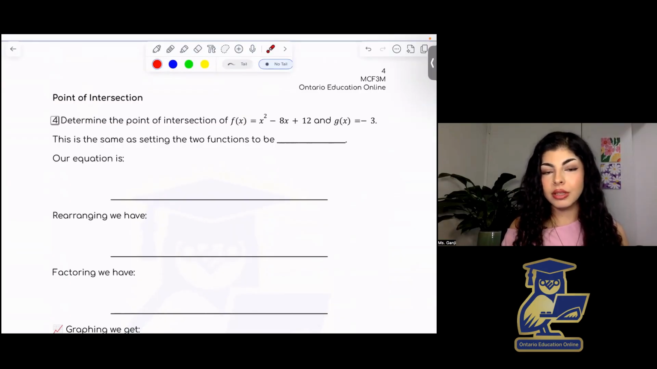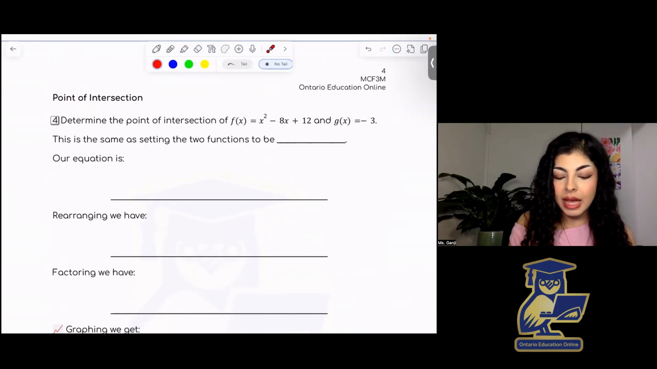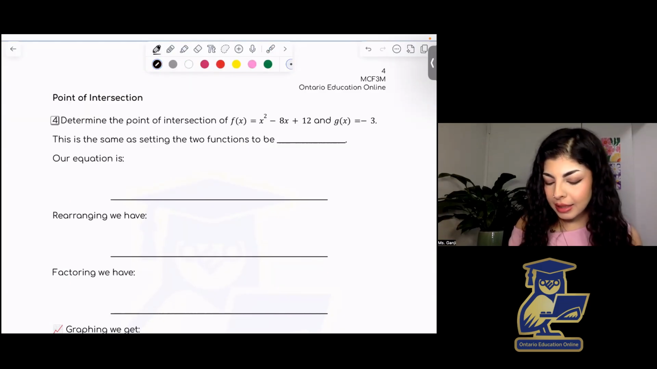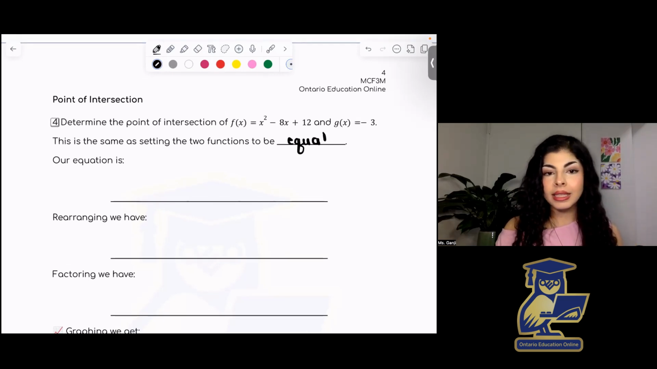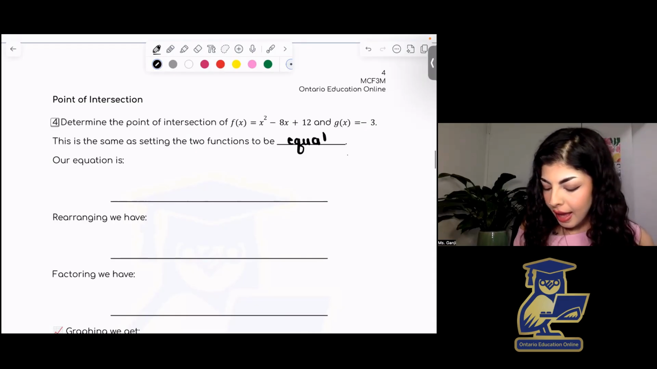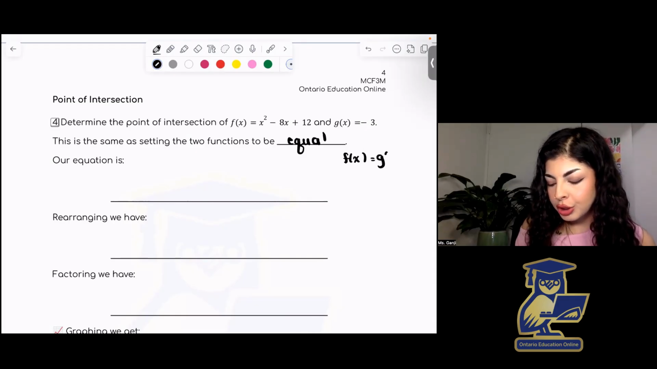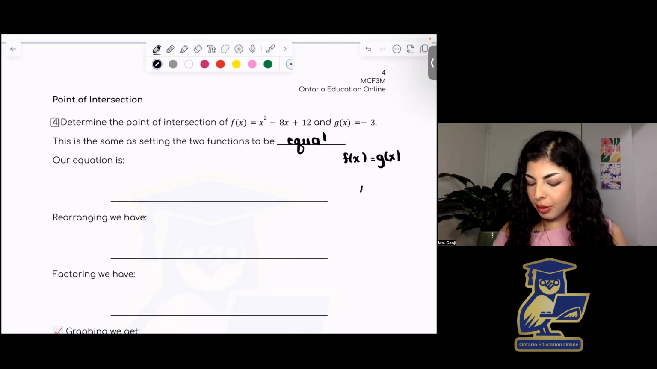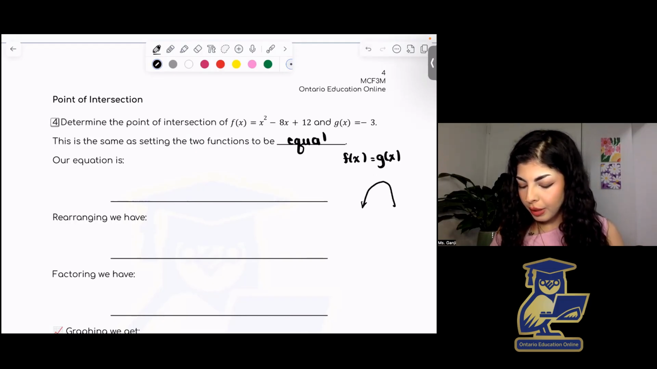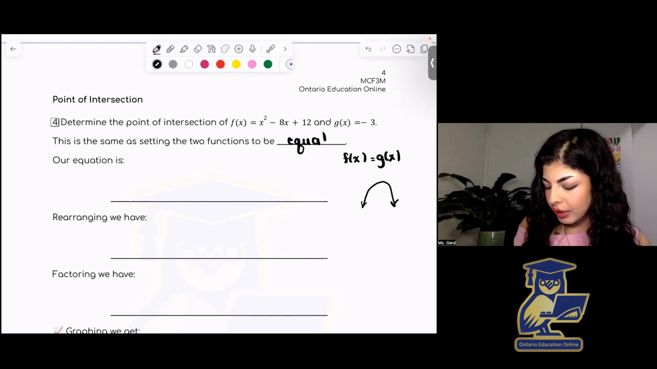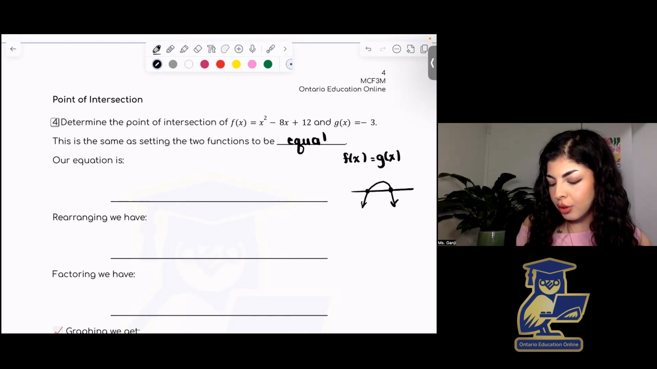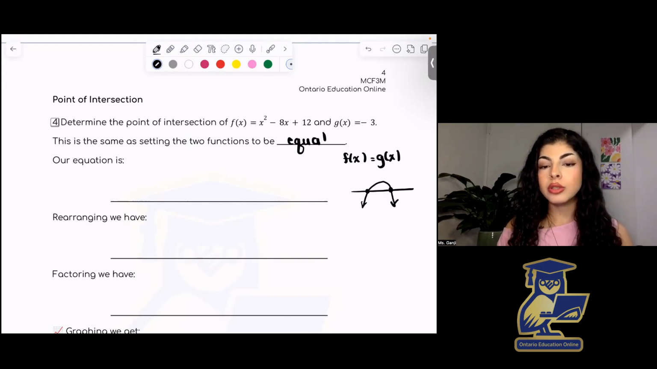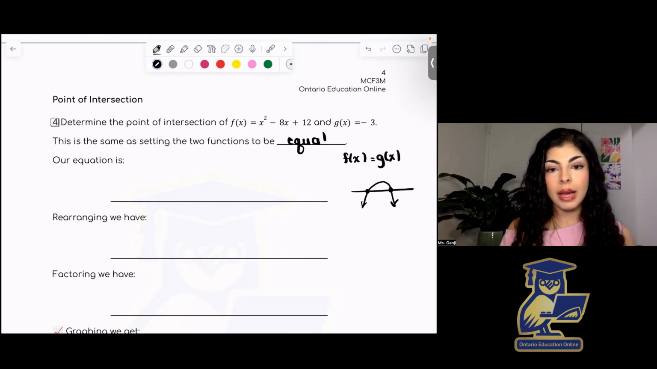If we remember point of intersection from previous years, we know that that is the same thing as setting the two functions to be equal. So we want to find an x value such that f of x is equal to g of x. So at that x point, both of their outputs are the same. For example, if you have a parabola going like this and a line that is going to intersect it like that, these would be your two points of intersection with the parabola. So for the same x values, they also have the same y value.